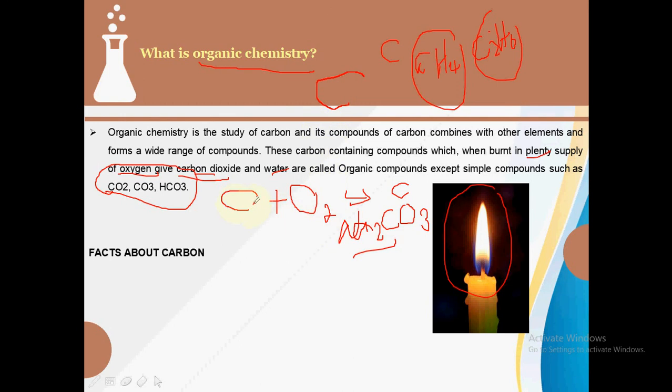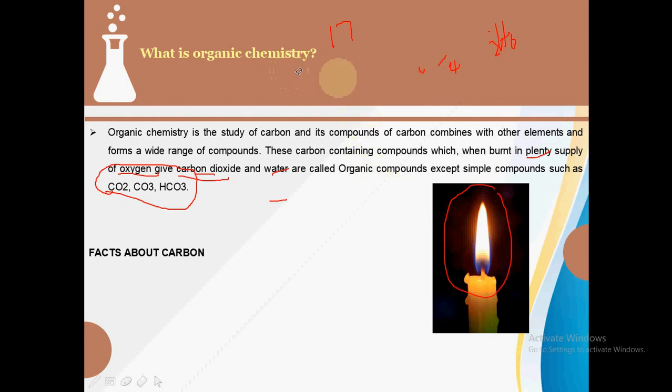Of course, we have a lot of carbon dioxide in our atmosphere. Carbon is ranked 17th in abundance by mass on the Earth's crust. So this is the carbon we are studying. It is 17th, approximately, if I am not mistaken.